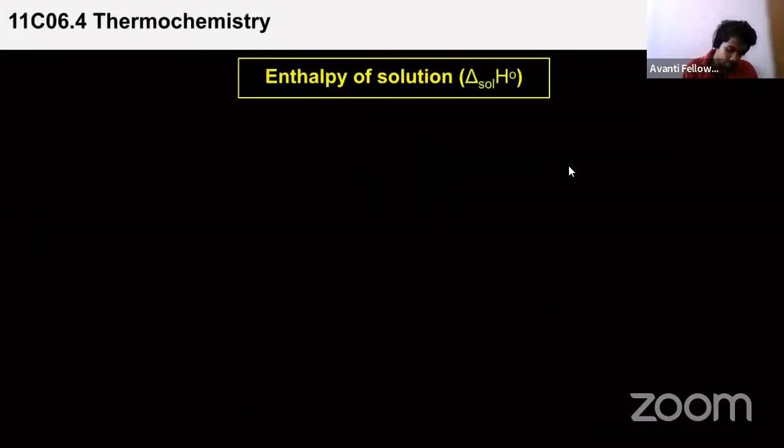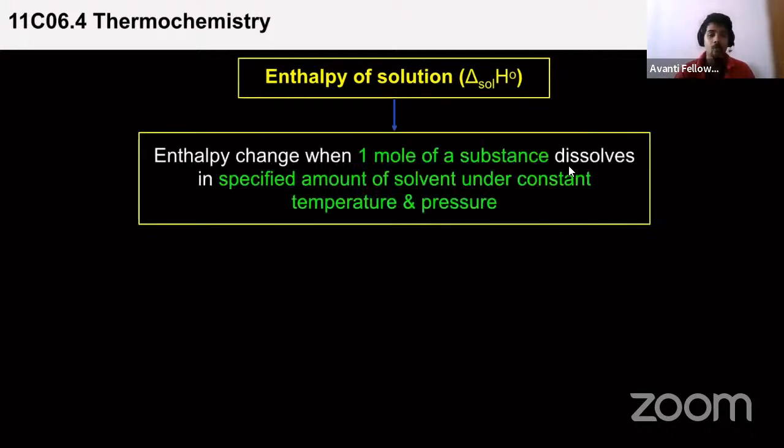Whenever we add the anion also, the same thing will happen. If we combine the hydration energy of the anion and the hydration energy of the cation, we'll get the enthalpy of solution. Now, what is enthalpy of solution? It is the enthalpy change when 1 mole of substance is dissolved in a specified amount of solvent. We are not using a lot of solvent. We are taking a specified amount of solvent and checking the enthalpy of solution under constant temperature and pressure.